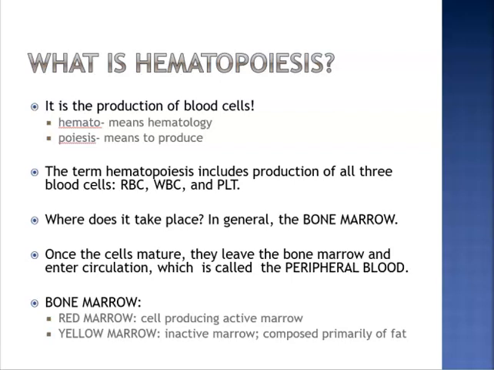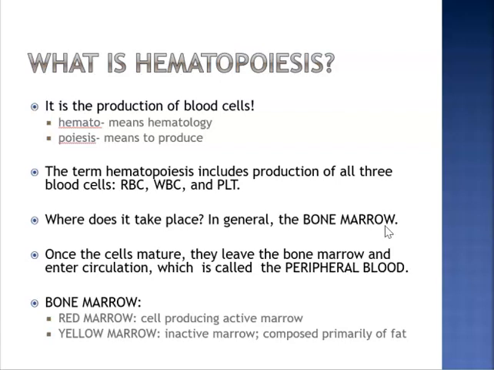So where do you think hematopoiesis takes place? It primarily takes place in the bone marrow. And once our blood cells are mature, they leave the bone marrow and enter circulation. And once they enter circulation and are going throughout the whole body, the blood becomes known as peripheral blood. So the blood throughout the body is peripheral blood.